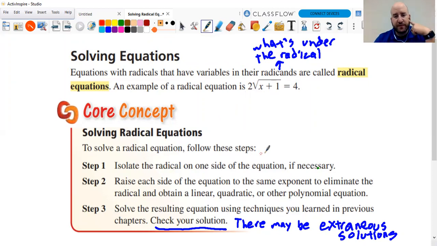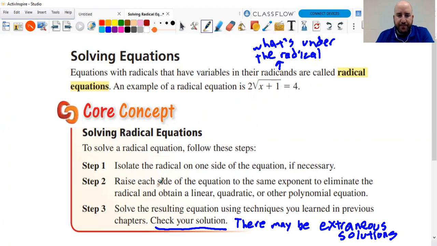So to solve a radical equation, follow these steps. Isolate the radical on one side of the equation if necessary. We've got to get the square root or the cube root, because we're going to be dealing with cube roots as well, by itself. So in the case of the example we have, I would have to get the square root of x plus 1 by itself, so I'd have to get rid of the 2 out in front.